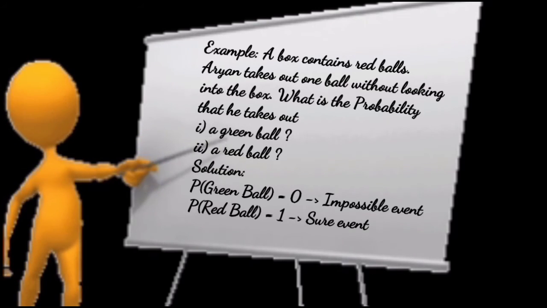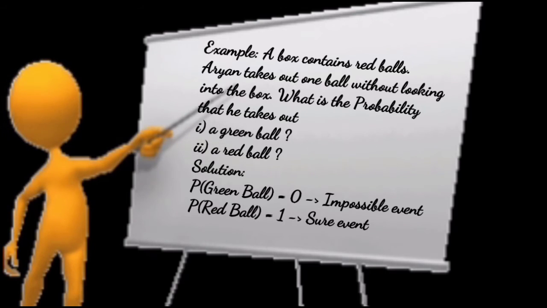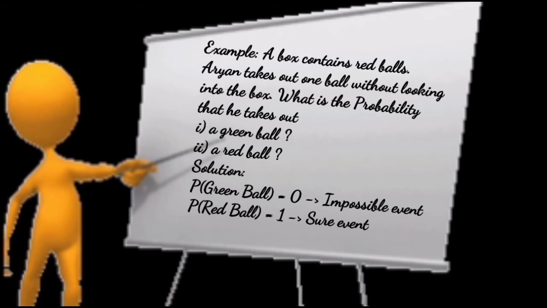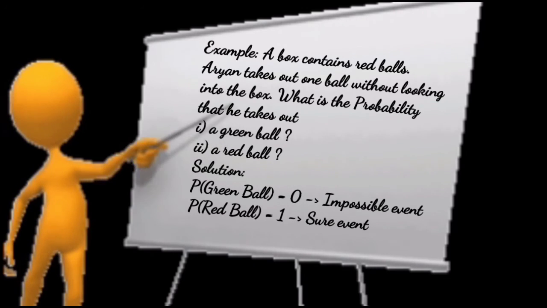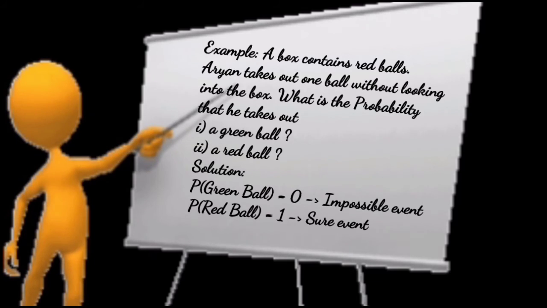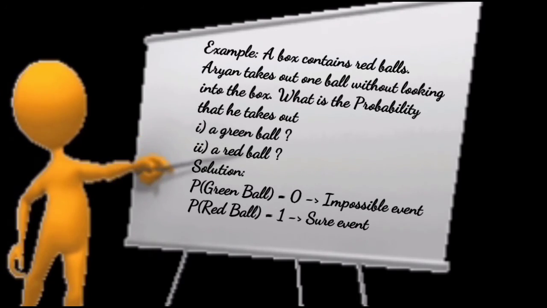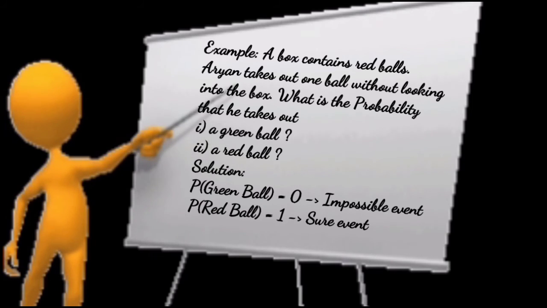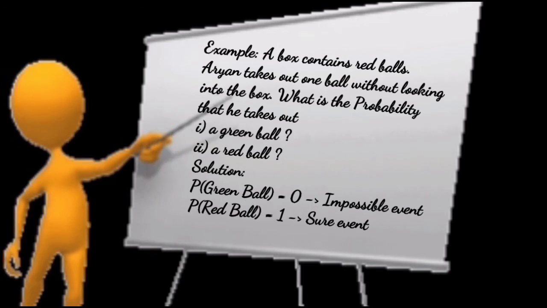Example: a box contains red balls. Aryan takes out one ball without looking into the box. What is the probability that he takes out a green ball, a red ball? Solution: since there is no green ball, hence there is no value, hence probability is 0. Since all the balls are red, therefore probability is 1. That is sure event.